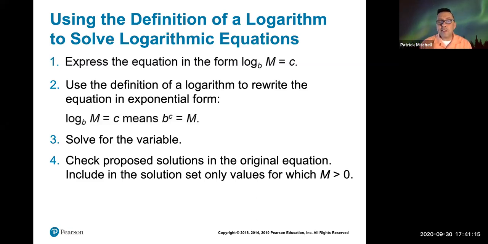So include in the solution set only values for which m is greater than 0. Remember, the domain of a logarithmic function is only the values that make whatever is inside the logarithm greater than 0. So that's the only thing that can go wrong with these. You can end up with proposed solutions that are not in the domain of your logarithmic function.